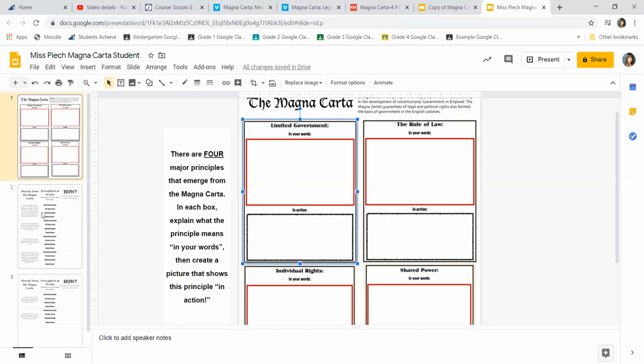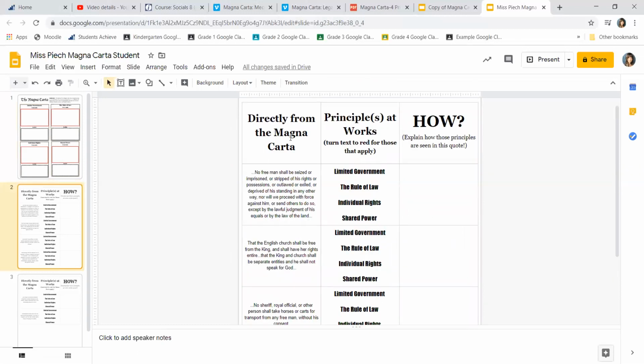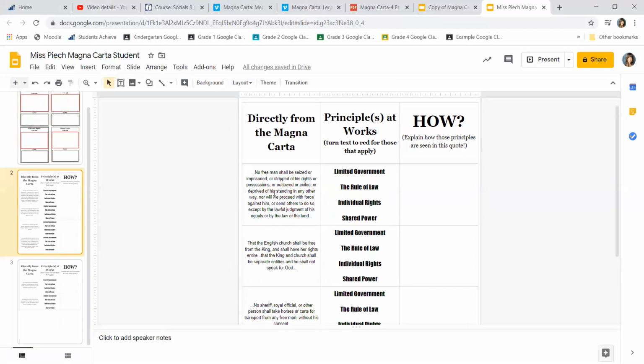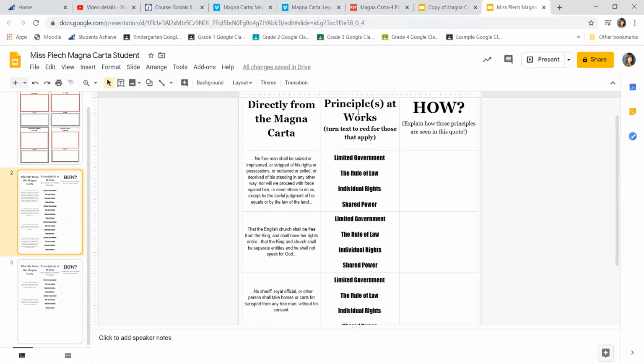Now, going on to the next page, I have some quotes that are directly from the Magna Carta. That's for pages 2 and 3. And all you have to do is read the quote. So this first one says, "No free man shall be seized or imprisoned or stripped of his rights or possessions or outlawed or exiled or deprived of his standing in any other way, nor will we proceed with force against him or send others to do so, except by the lawful judgment of his equals or by the law of the land."